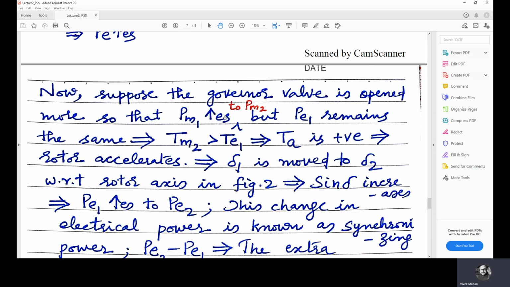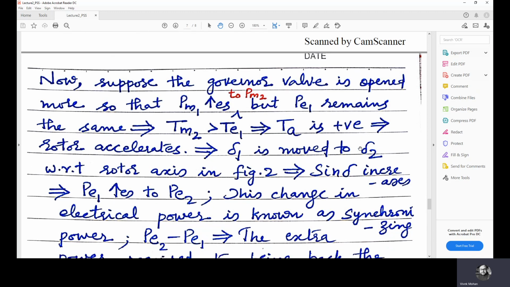This is the case we are discussing now. From the initial operating point, PM1 is increased to PM2, but PE1 remains the same. So there is TM2 greater than TE1, because TM2 corresponds to the new PM2, which is greater than PE1. So TM2 is greater than TE1, and TA is positive, the acceleration torque is positive, which implies the rotor accelerates. So del 1 is moved to del 2.